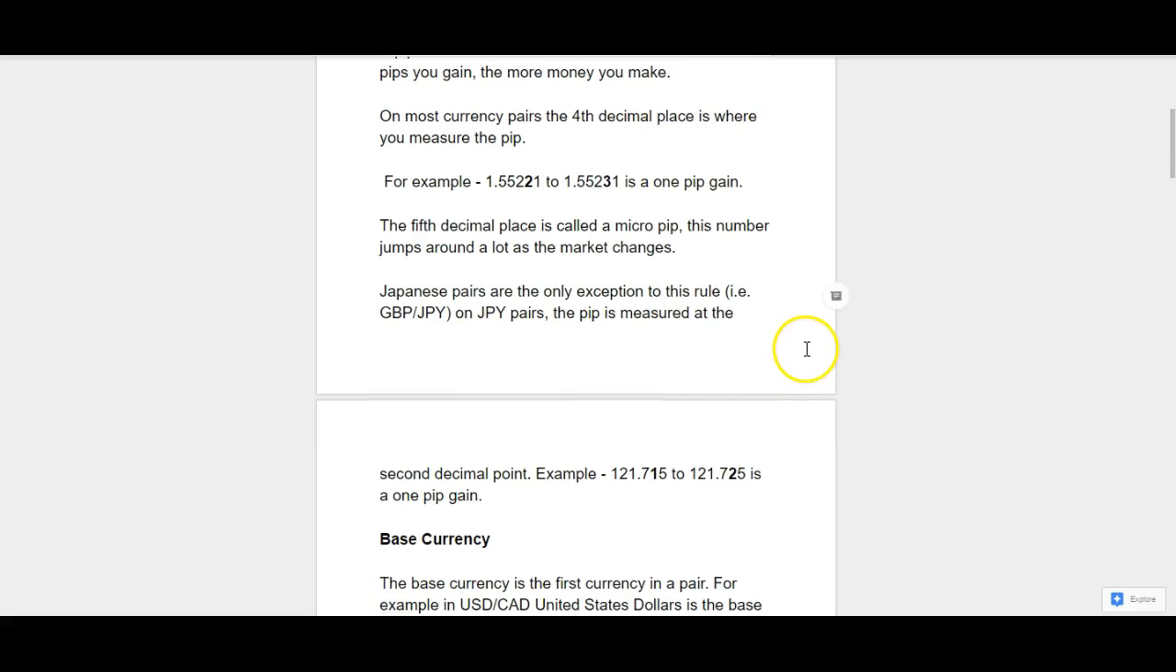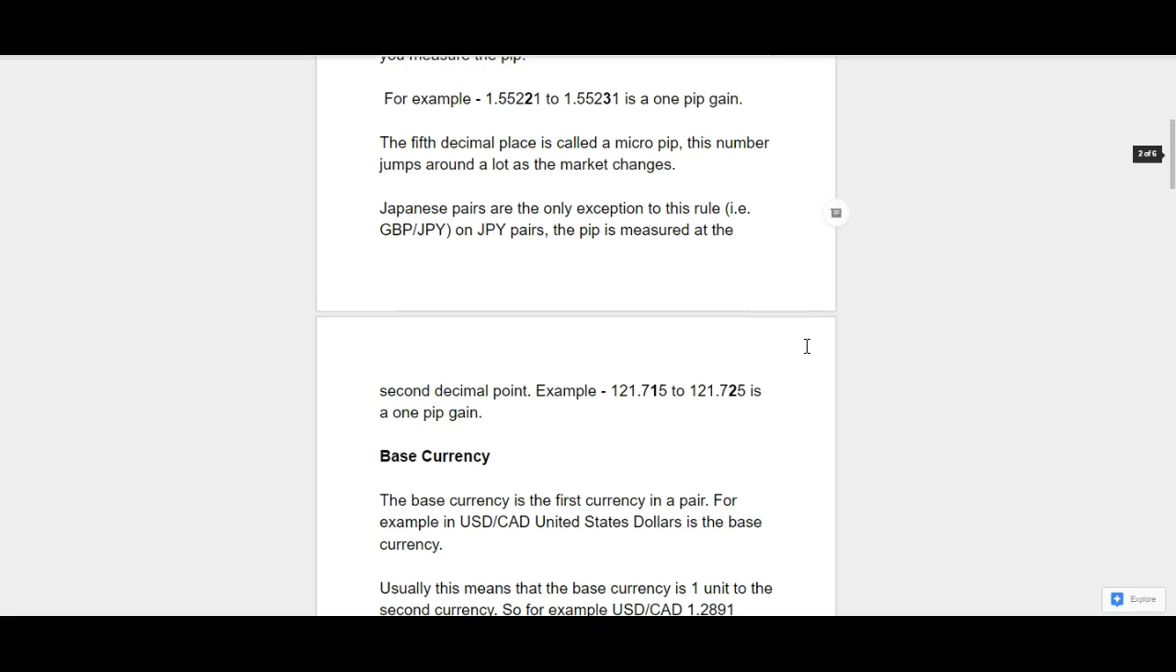So, Japanese pairs. So, for example, GBP/JPY, that is a Japanese pair, and the pip is actually measured in Japanese pairs at the second decimal point. So, for example, 121.715 to 121.725 is a 1 pip gain because it's on the second decimal place.